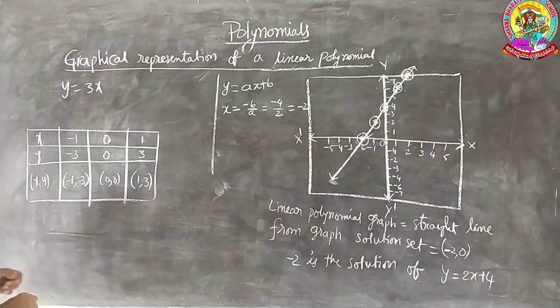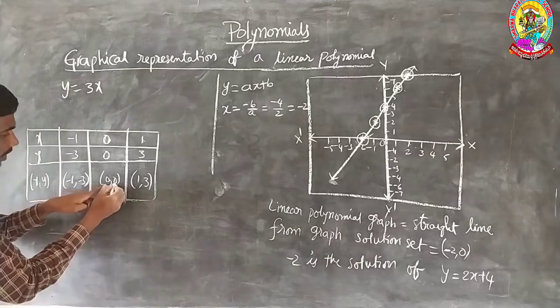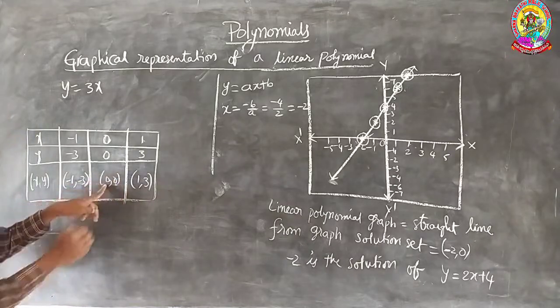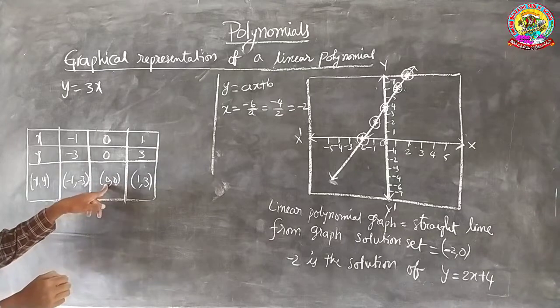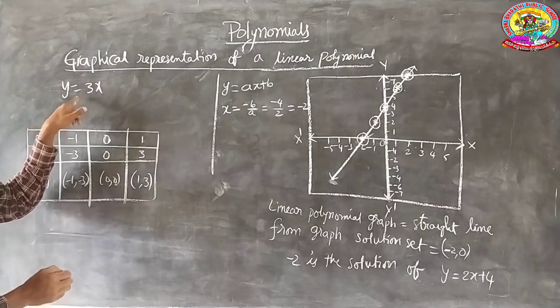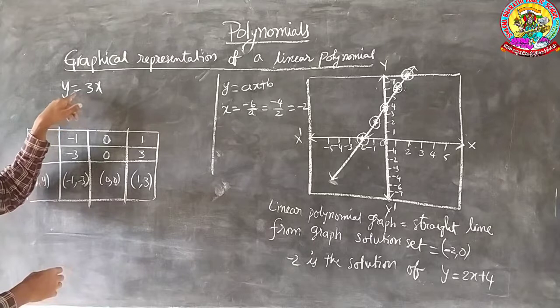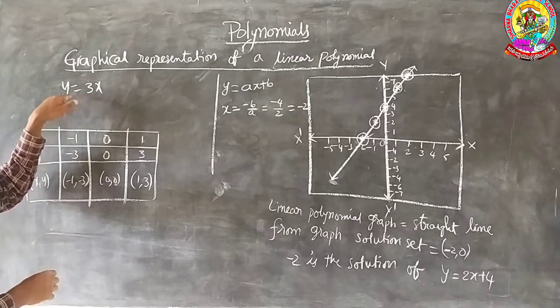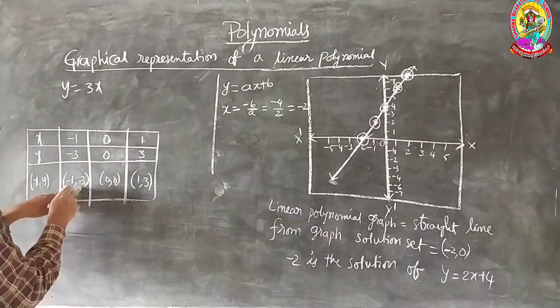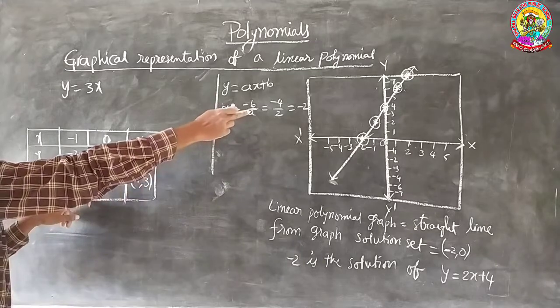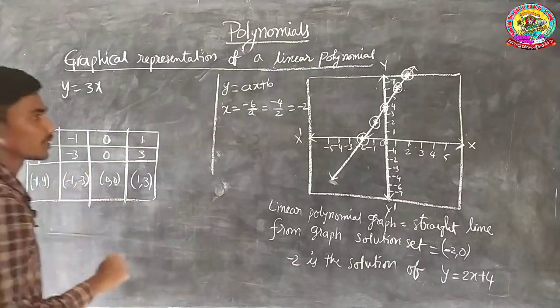Before I explain, if the y ordinate is 0, that is the solution of that equation. So what is the solution of this equation? 0 is the solution, or 0 is the zero of the equation.